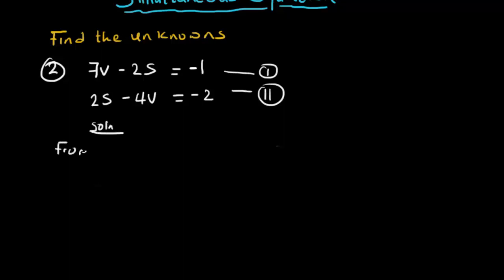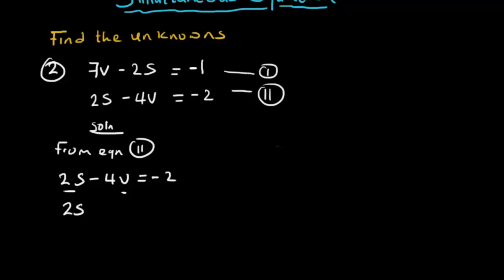So let's do this. We have the solution from equation 2. Now remember, I always tell you to always write that equation. So we have 2s minus 4v equals minus 2. Now I make s the subject of the formula. The reason I pick s is because the coefficient of s is positive 2, while the coefficient of v is negative 4. It's easier to work with positive numbers than with negative numbers. All right, so let's do this.